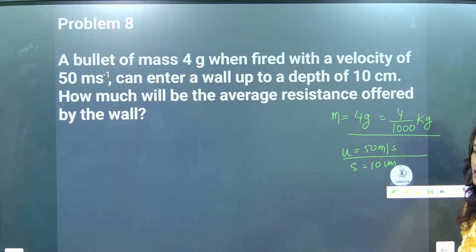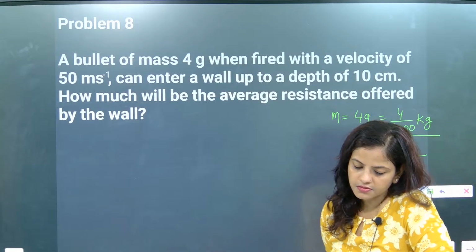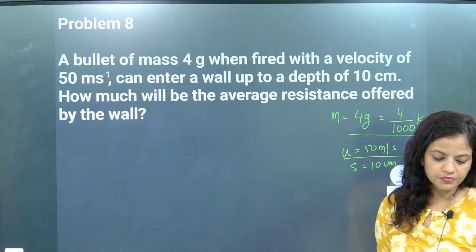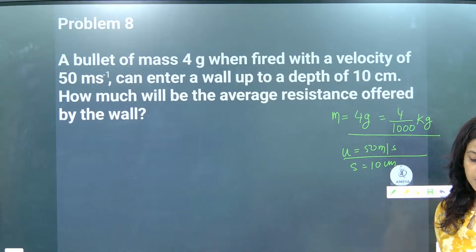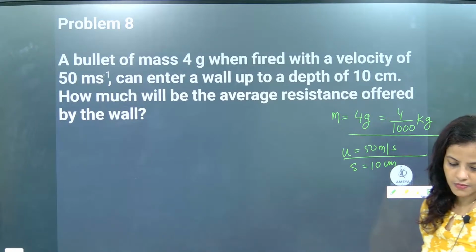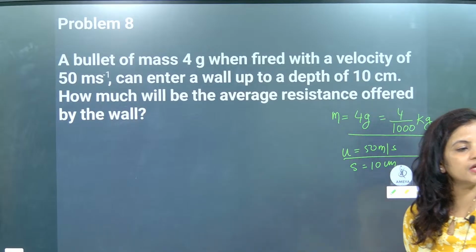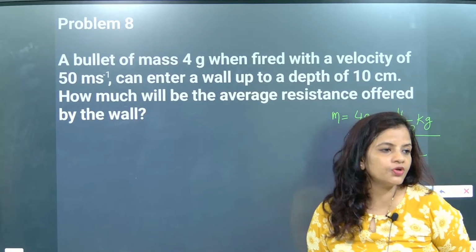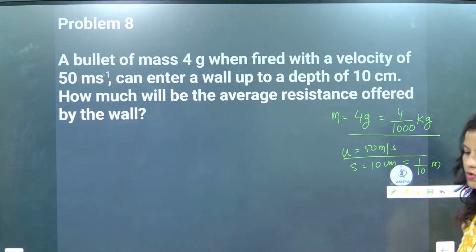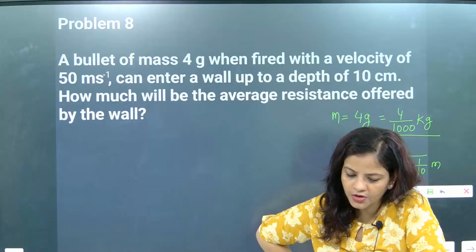Depth is given here. Children, what are you going to do in this question? Come on. So beta, depth is given as 10 centimeter. So what will we convert, beta? We will convert 10 centimeter into meter. So now this will become 1 by 10 meter. See, I hope nobody got the answer. 50 Newton is correct only. Only one person, Arunisha, got the answer.